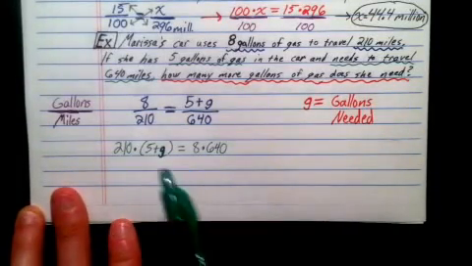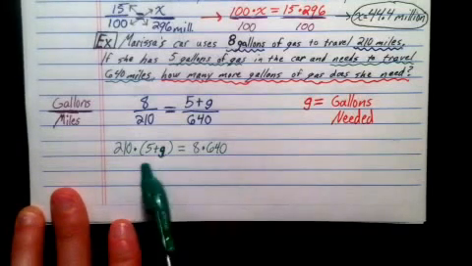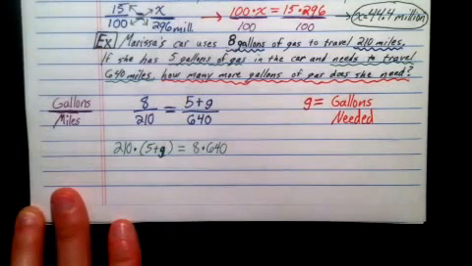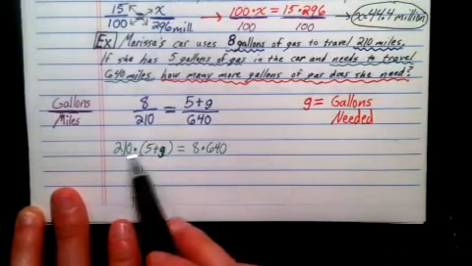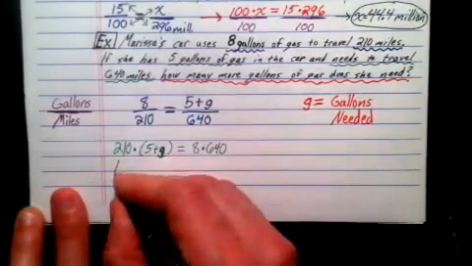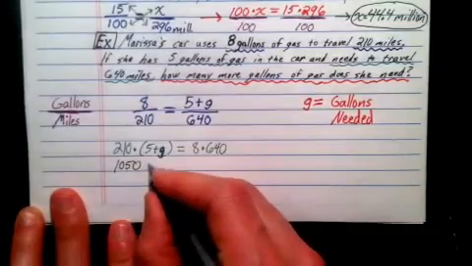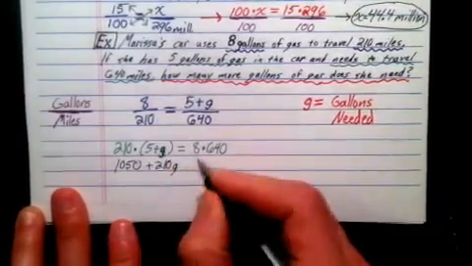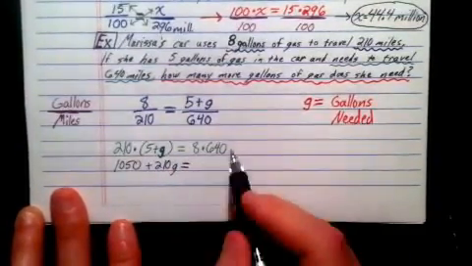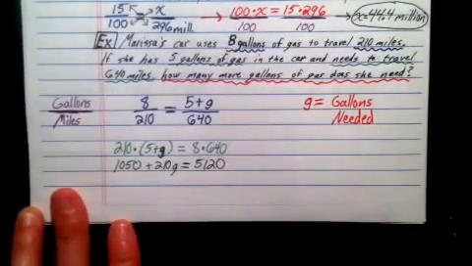In this step, actually, you could go ahead and divide by 210 right away on both sides, and that would just leave you with 5 plus G. If that makes sense to you, go ahead and do that. If that doesn't make sense, then go ahead and distribute this 210. So 210 times 5 will give you 1050. 210 times G would give us 210G. And on the right-hand side, 8 times 640 gives us 5120.